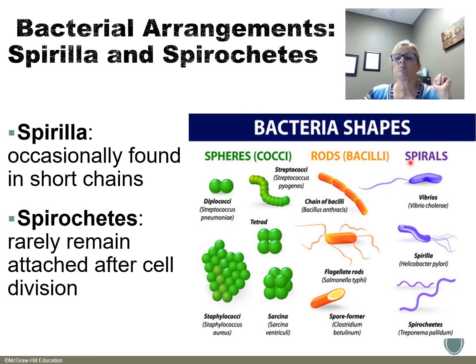And then here are our spirals or curved. This is our Vibrio. You can see it's only a slight curve, and this is Vibrio cholerae. This is the bacteria that causes cholera. Spirilla here, so this is a true spiral, and this is H. pylori, or Helicobacter pylori. This is what can cause a peptic or stomach ulcer. And then down here in the very bottom right-hand corner, we have the spirochetes, which look kind of like ramen noodles. Their shape to me looks like ramen noodles.